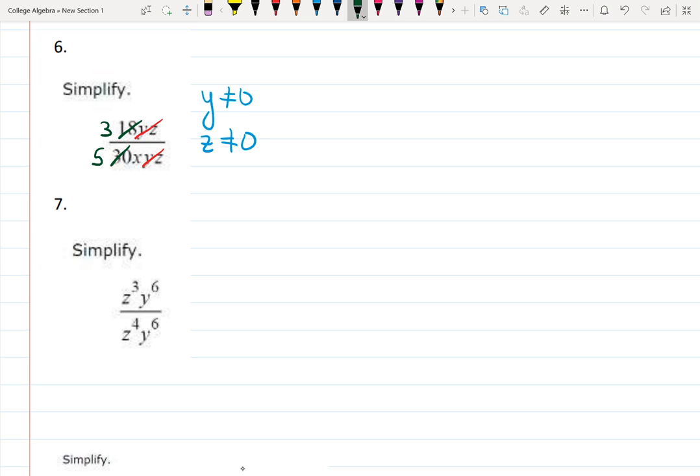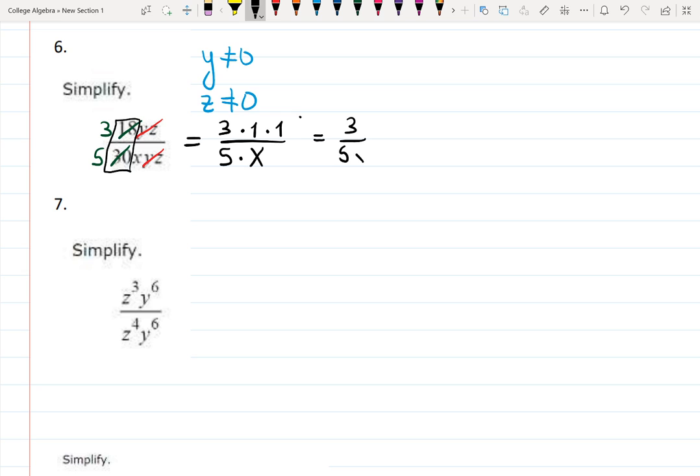Now look at the coloring. What stays there? So this fraction becomes 3 and 5 after I simplified 18 over 30 by dividing everything by 6. Then yz disappeared, right? Not disappeared. We divided by y. Y over y is 1. I will even write down ones for you. Z over z is 1. And then x in the denominator stays. So the answer is 3 over 5x.